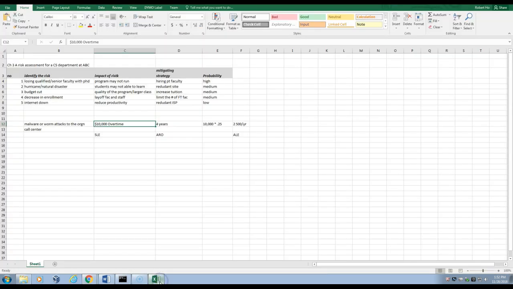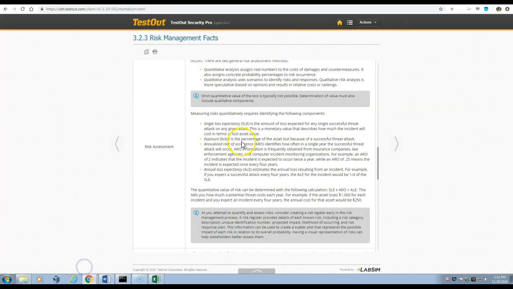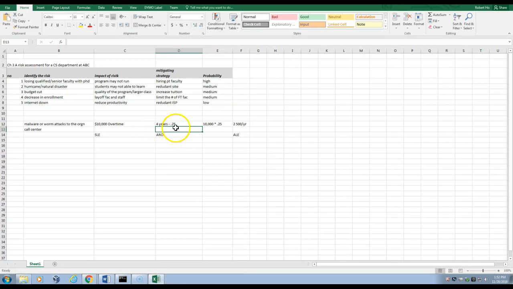So in this example, let's say that the malware attack or the worm attack occurs every 4 years. Okay, so every 4 years. That means the ARO value is 0.25, right? We need to annualize that. So that's why the definition of ARO is the annualized rate of occurrence. Okay, so in this case, it happened every 4 years, and annualized that is 0.25.